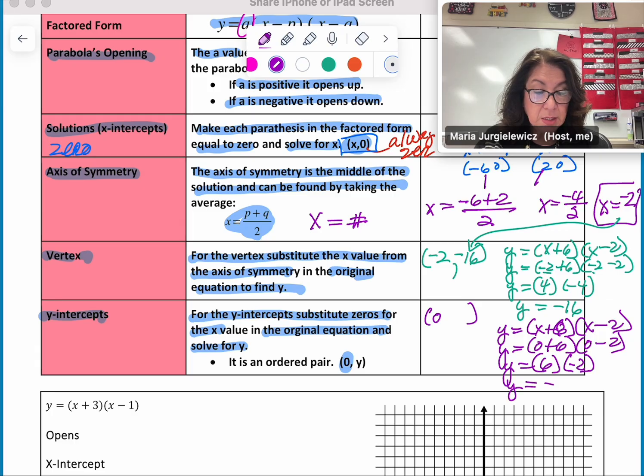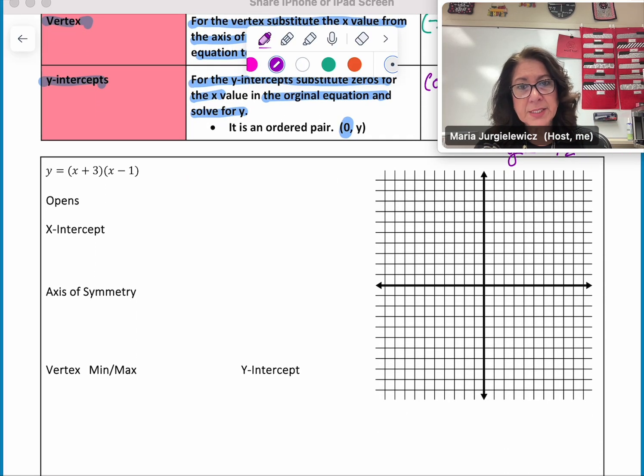So y is equal to negative 12. And that is my y-intercept. That's where it's going to cross the y-axis. Okay? It seems like a lot. Once you start practicing it, it's going to be okay. Okay, let's try an example.